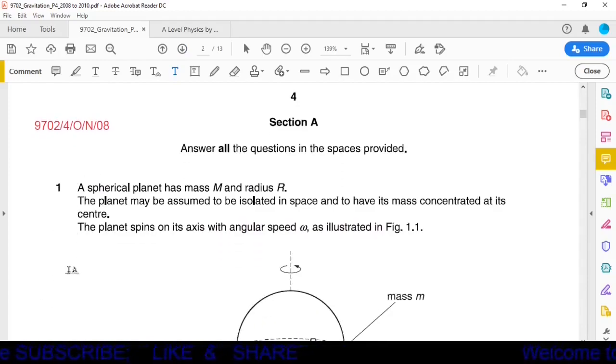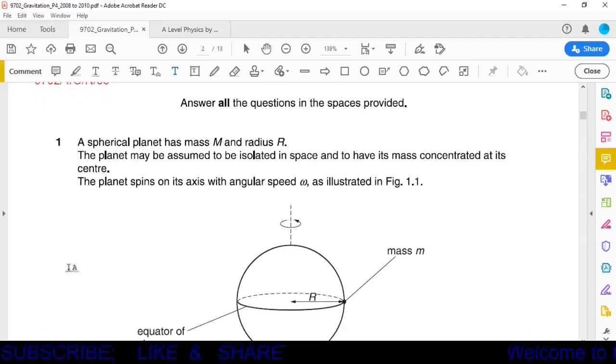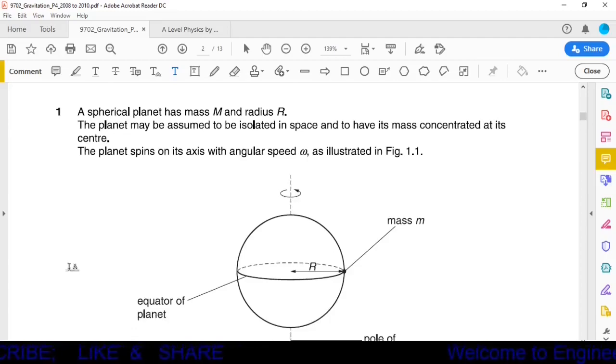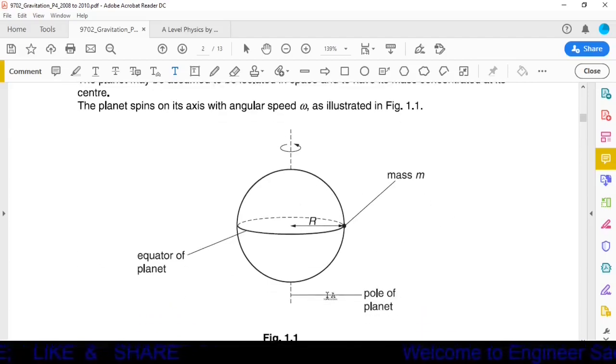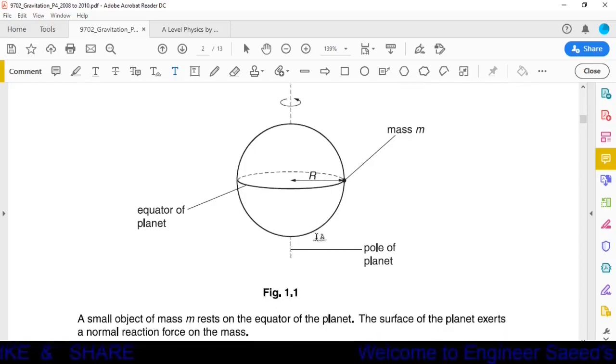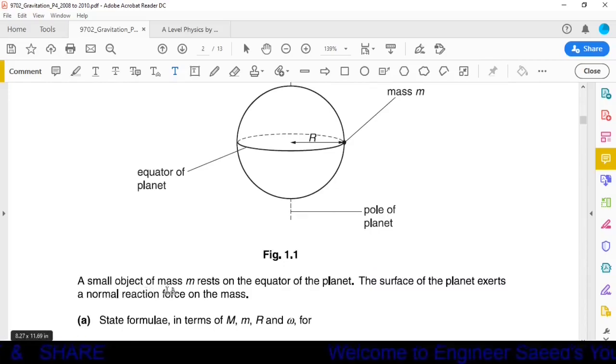Question 1. A spherical planet has mass capital M and radius capital R. The planet may be assumed to be isolated in space and to have its mass concentrated at its center. The planet spins on its axis with angular speed omega as illustrated in figure 1.1. Okay, this is figure 1.1. This is our Earth and it spins on its axis. Okay, this is equator. A small object of mass m rests on the equator of the planet.